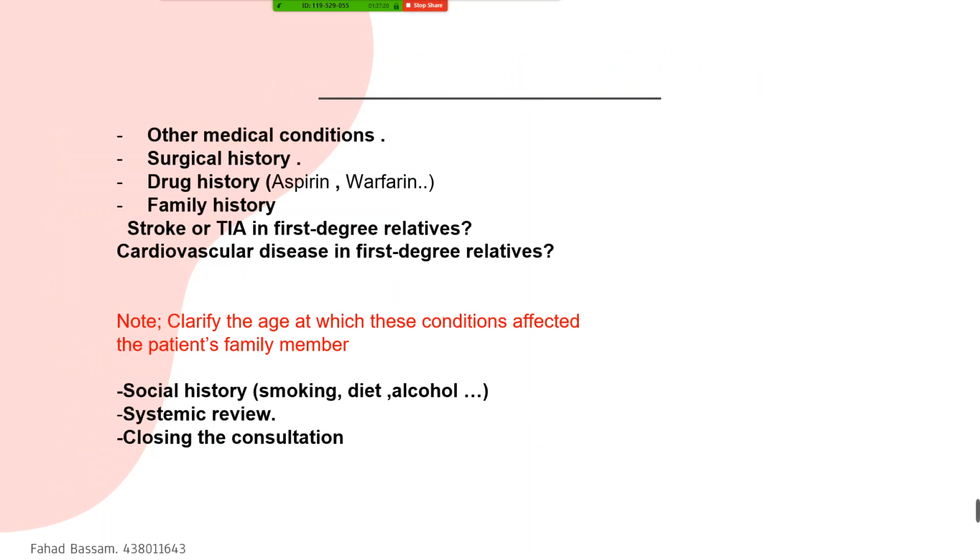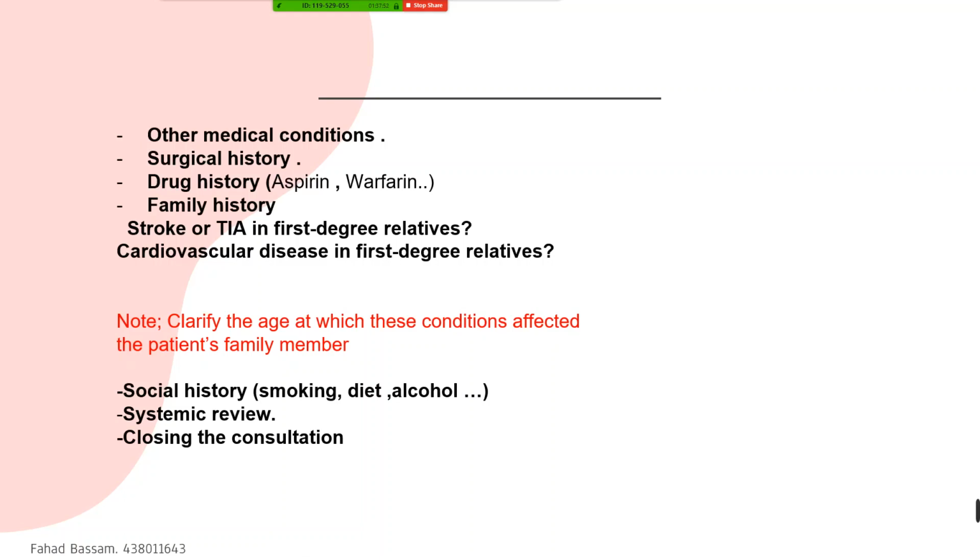We can ask him about other medical conditions, if he had any, like we said, hypertension or any chronic diseases. We can ask him about any previous surgical history, if he's addicted, or if he takes any kind of medication, like aspirin or warfarin. And of course, most importantly, family history. If any member of his family, like his mother or his father, had a history of stroke, that might increase the chance of him developing stroke.